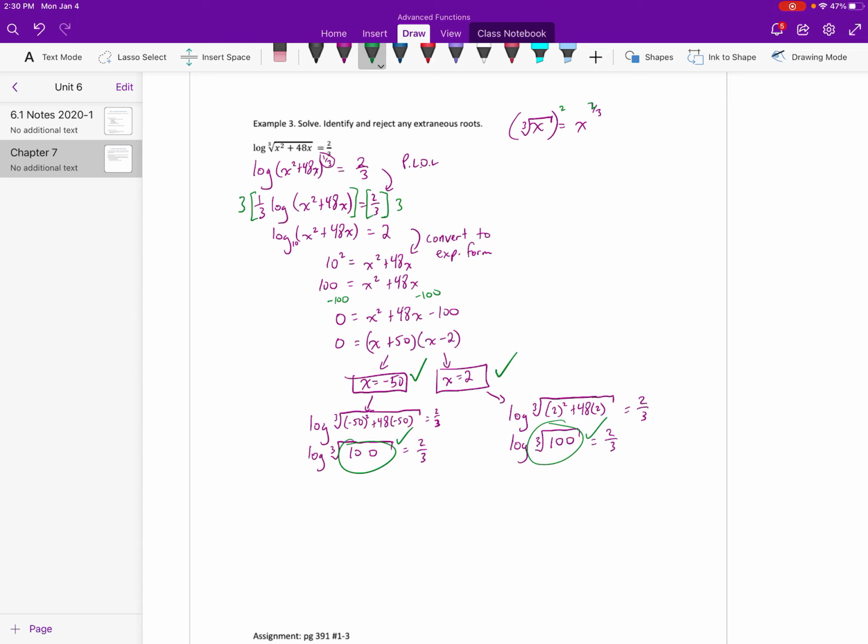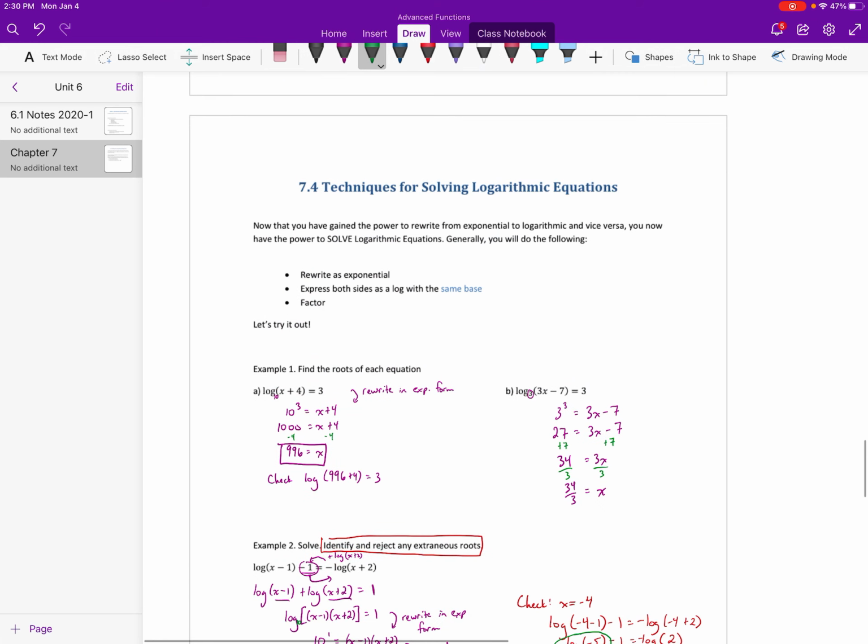And if you take a look at the graph of this, it might make it clear why there are two solutions. It's a really unique graph. So this is how we solve logarithmic equations.